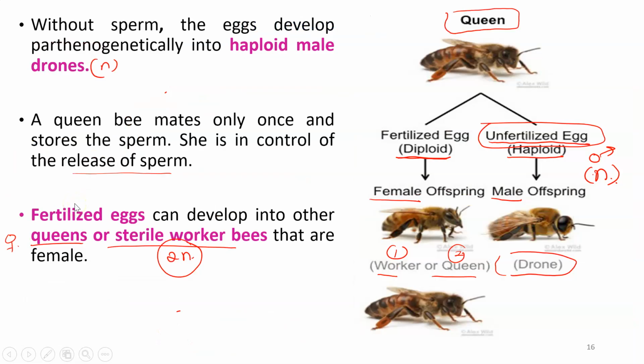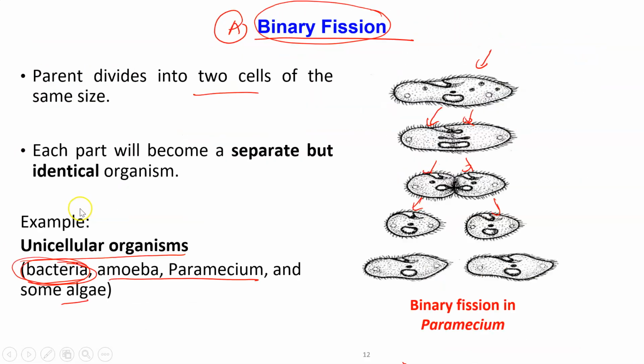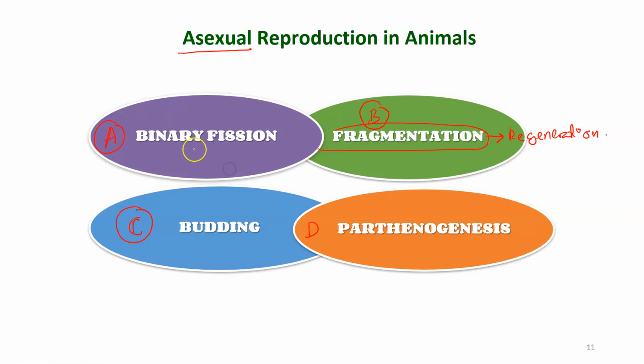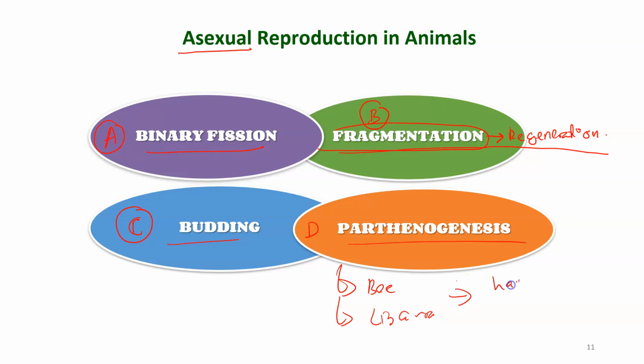So that is asexual reproduction in animals. There are four: binary fission, fragmentation followed by regeneration, budding, and parthenogenesis. What was parthenogenesis? Bees, honeybee, and also lizard. They develop haploid individuals without fertilization.